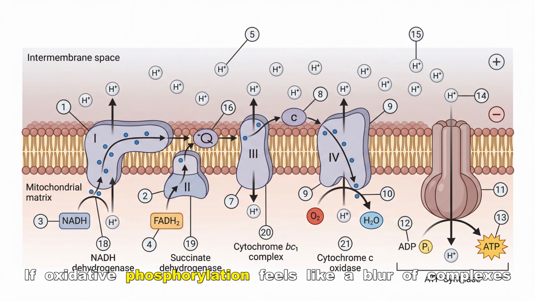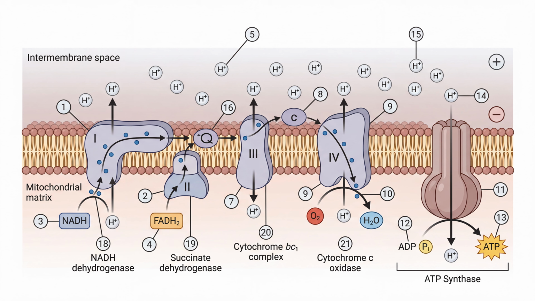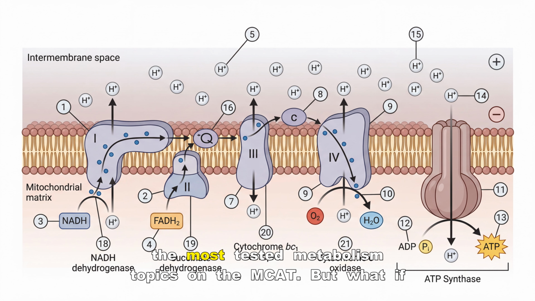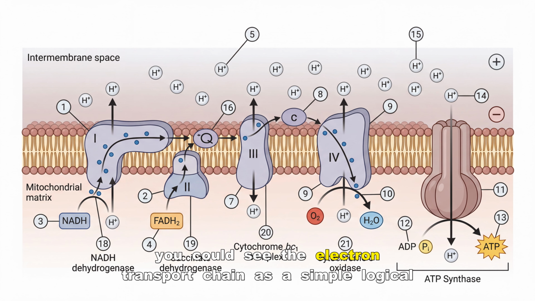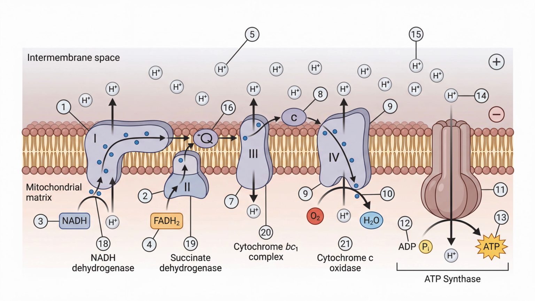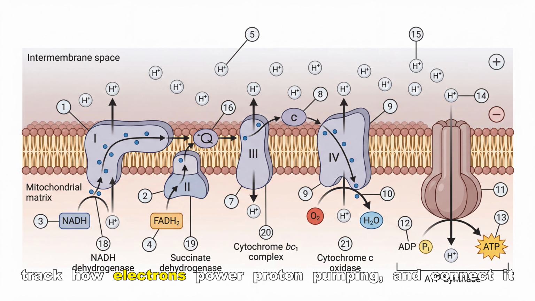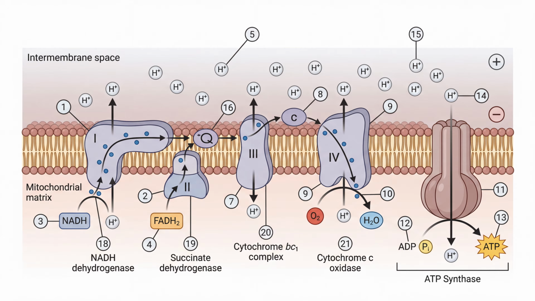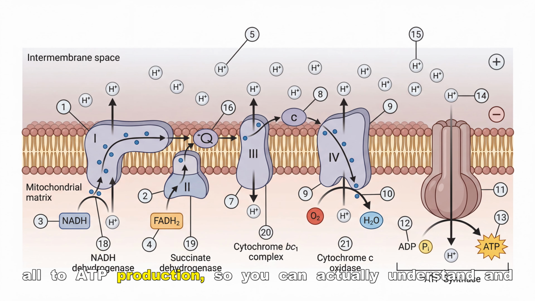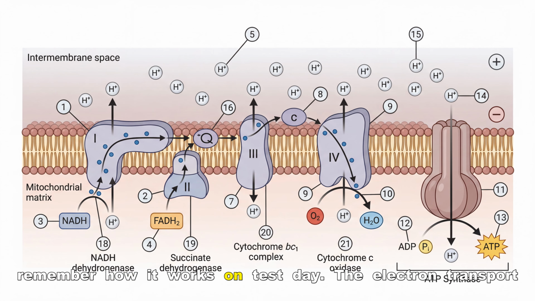If oxidative phosphorylation feels like a blur of complexes and proton gradients, you're not alone, and it's one of the most tested metabolism topics on the MCAT. But what if you could see the electron transport chain as a simple logical flow of energy instead of a memorization nightmare? In this video, we'll break down each complex, track how electrons power proton pumping, and connect it all to ATP production, so you can actually understand and remember how it works on test day.